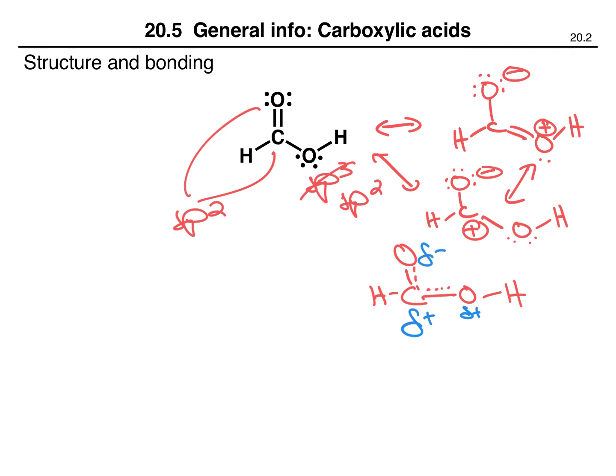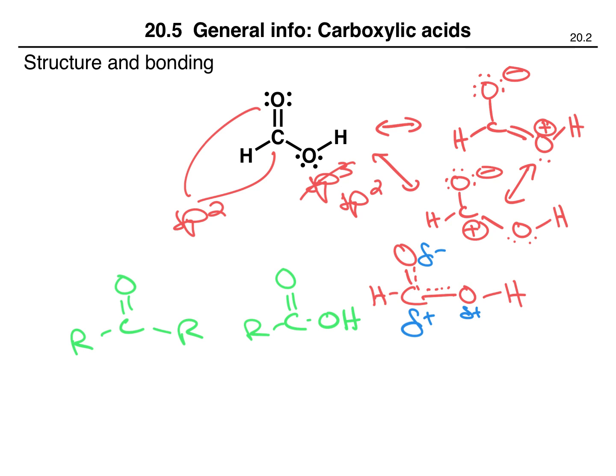So this can be seen in the structure because the carbon-oxygen double bond is a little bit longer than a typical carbon-oxygen double bond, and this bond is a little bit shorter than a typical carbon-oxygen single bond. Now, as we think about the structure, let's compare this for a moment to a ketone or an aldehyde. So we're comparing a ketone or an aldehyde with a carboxylic acid.